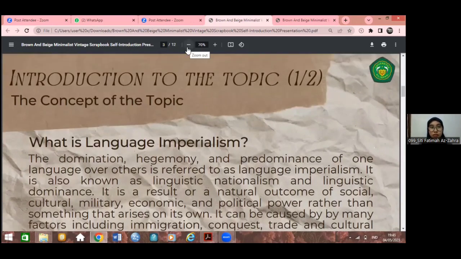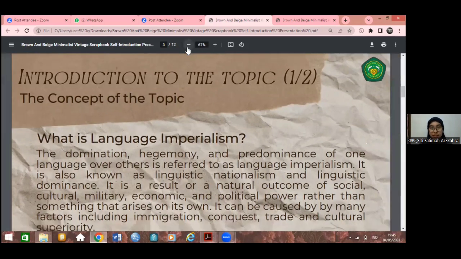The first one is introduction to the topic, the concept of the topic, and then define what is language imperialism, which will be presented by Pricillia. So Pricillia, time is yours. Okay, thank you, moderator, for giving me the time.